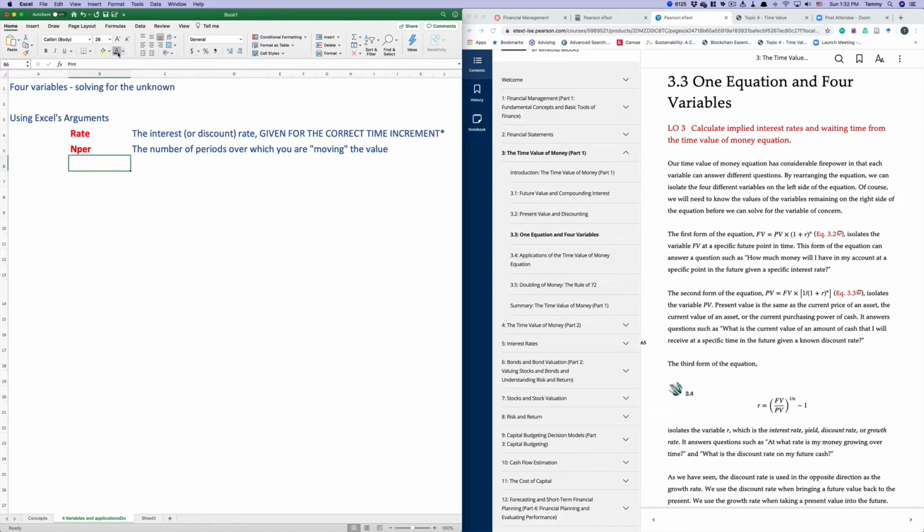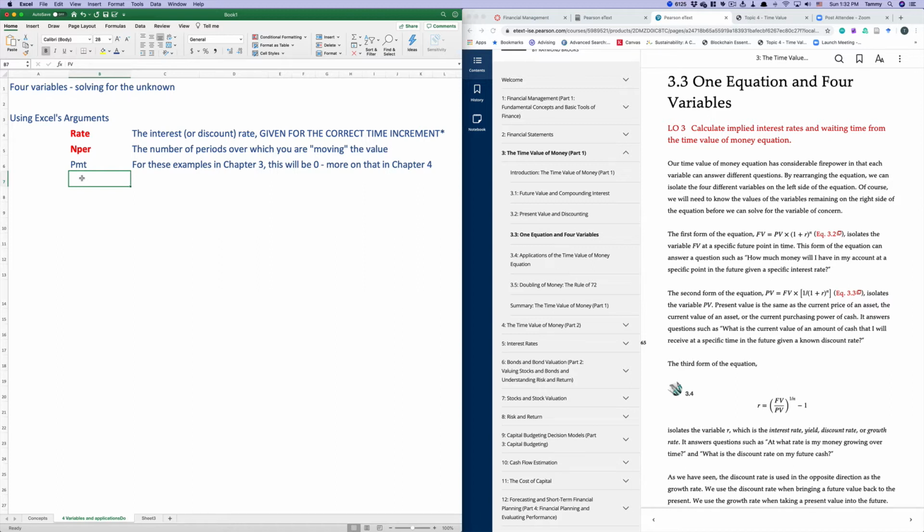Now the next argument that Excel has in its time value of money functions is the payment argument, which we are not going to be dealing with here in chapter 3. You just use a 0 for that in those functions.